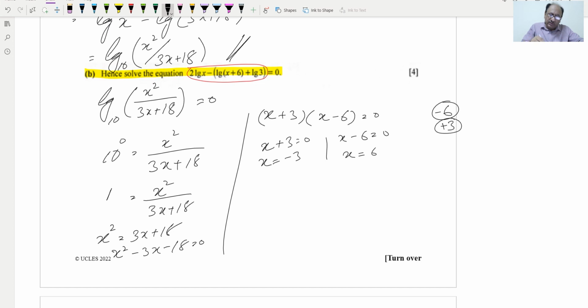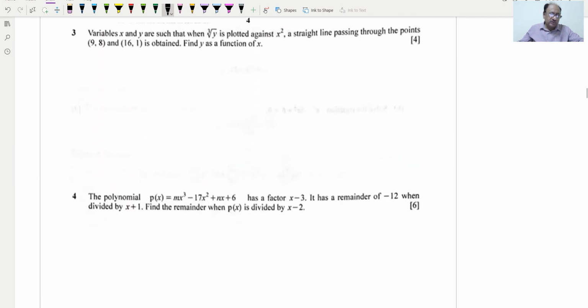If we take this negative number, we cannot get the log, because log of a negative number is not possible. So we will reject this negative number, and we will take x is equal to 6. This will be our answer. Hopefully you understood this. Now we can move to question number 3.